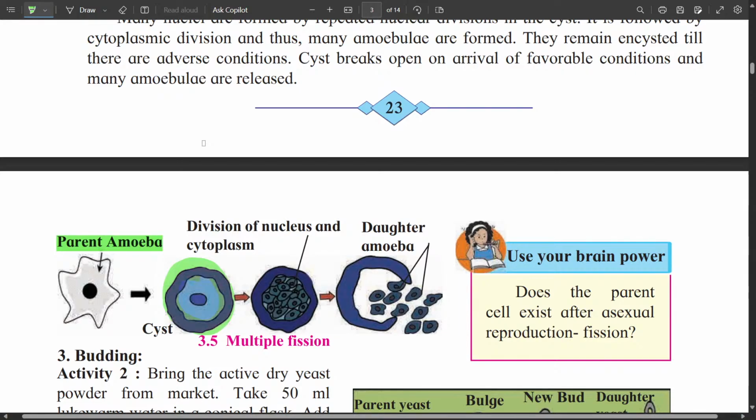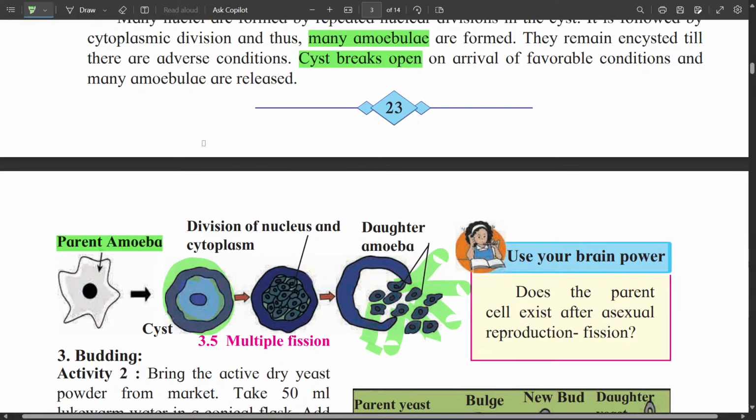Inside that cyst there is nucleus division and cytoplasm division, and many small amoebulae are formed inside it. Many small cells are formed inside it. When the favorable conditions reoccur, the cyst breaks open and all these amoebulae start their life.